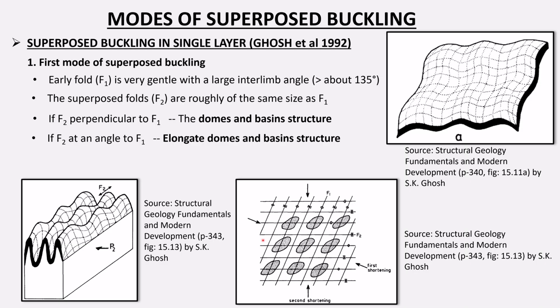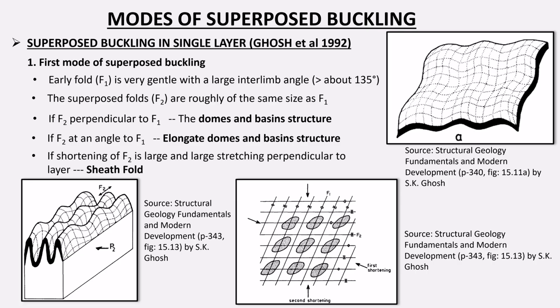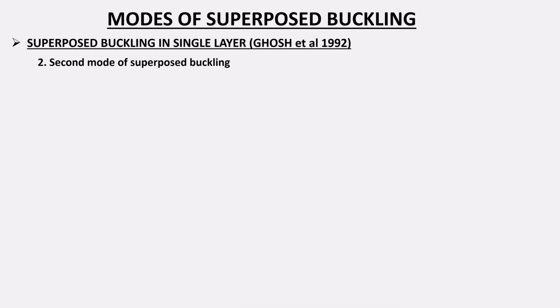And if you see this diagram, here is a horizontal cross section of this type of folding, and you can see ellipsoids here. If we notice the long axis of this ellipsoid, it is not perpendicular to the shortening direction in case of the first generation fold and the shortening direction in case of the second generation fold. The long axis is not perpendicular to both of them. So if the shortening is large and the stretching perpendicular to the layer is more, then we have the generation of C4.